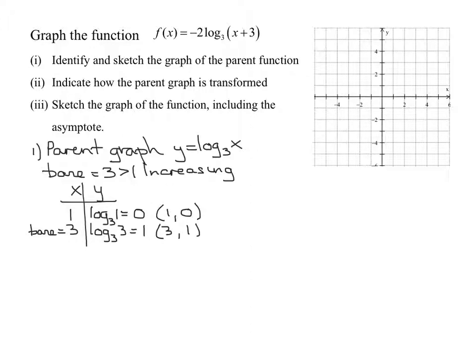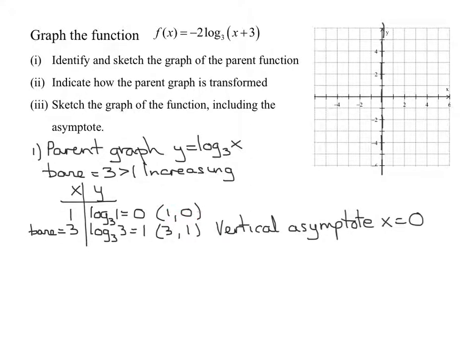And a logarithmic graph has a vertical asymptote of x equals 0, otherwise known as the y-axis. So let's sketch our graph. First thing I'm going to do is put in a vertical asymptote of x equals 0. Then I need my two key points.